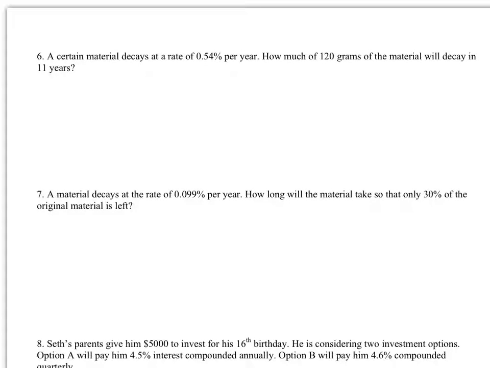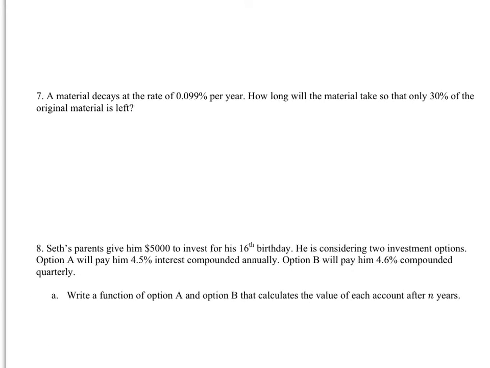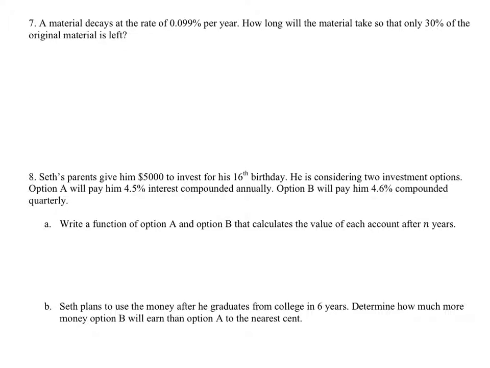Just as we talk about 6 real quick, it says a certain material decays at a rate of 0.54% per year. It doesn't matter what the material is. And make sure that you remember that if you're going to turn this percent into a rate, you've got to swing that decimal place over 2 places. So how much of the material will decay in 11 years? You've got your time, you've got your initial amount, you've got your rate, so you should be doing fine with that one.